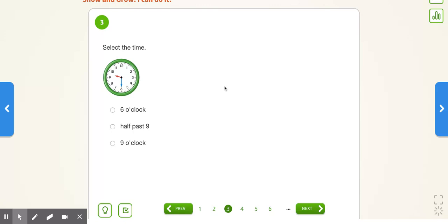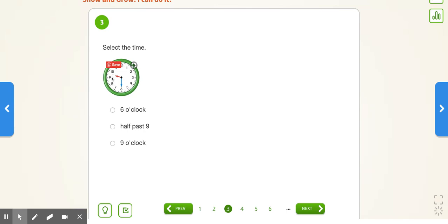All right, now, let's take a look at this clock. I'm looking at my hour hand. My hour hand is not pointing straight at a number. What is it doing? My hour hand is in between. It's halfway in between my 9 and my 10. So now I need to take a look at my minute hand and see what it's doing. I notice that my minute hand is pointing straight down at the 6. So it has gone halfway around the clock.